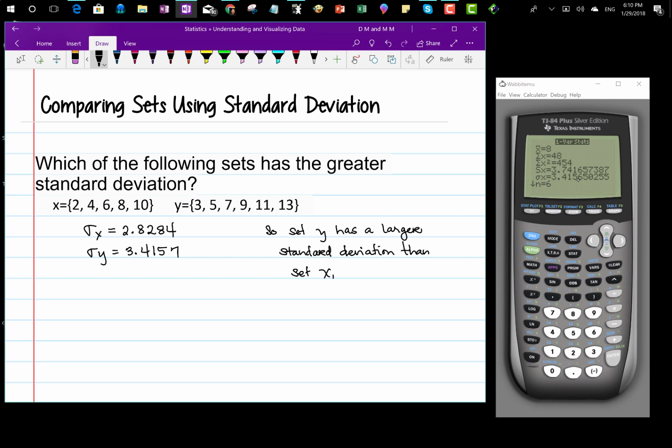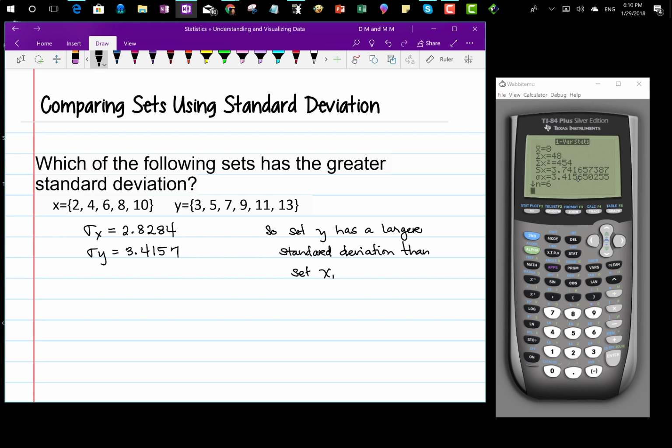If we look at the range, 13 minus 3, that's a range of 10 for y. And if I look at the range over here, 10 minus 2, that's a range of 8 for x. So the range is kind of a little guess in that the one with the larger range usually has the larger standard deviation as well.